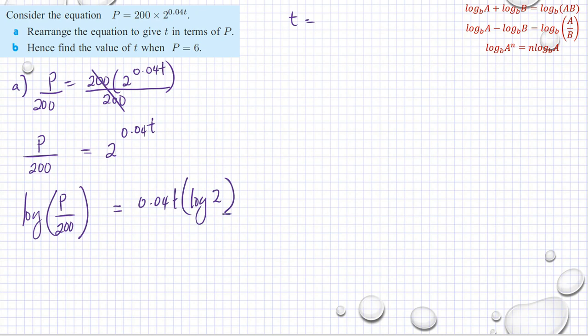And then if we divide both sides of the equation by 0.04 multiplied by logarithm of 2, then we have only t now here. Both sides, sorry, 0.04 multiplied by logarithm of 2. I forgot to write. And t is equal to, I will write here.